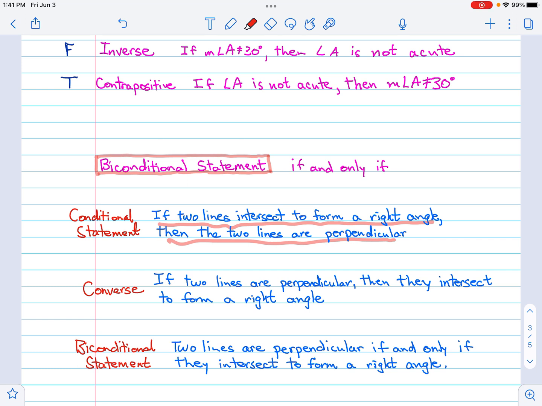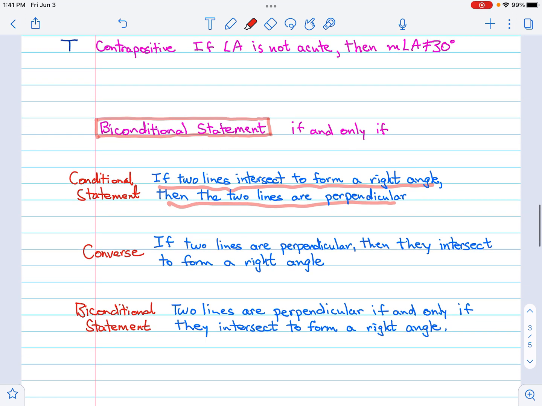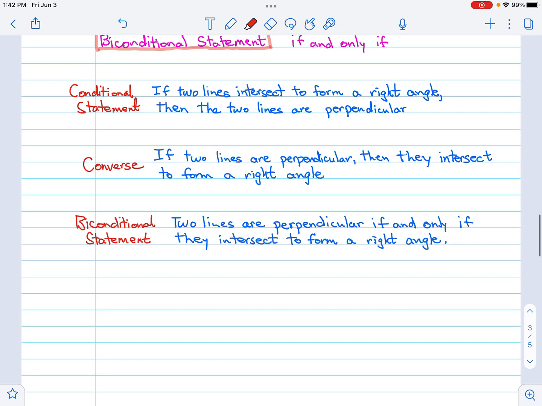Now, I want to show you something. We could write it this way. I could change it. I could say, if two lines are perpendicular, then they intersect to form a right angle. Now notice, that's the converse. So I switch the hypothesis and the conclusion. But both of those are true. So I could just have a biconditional statement.